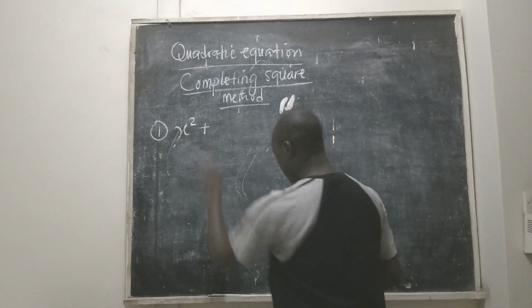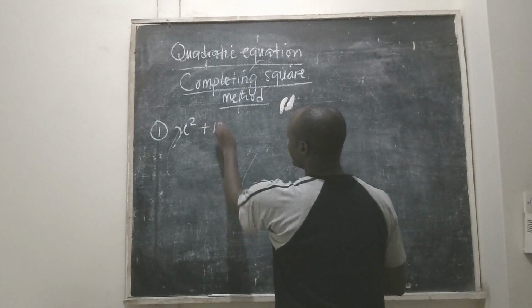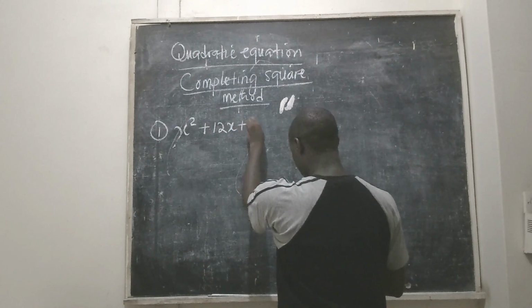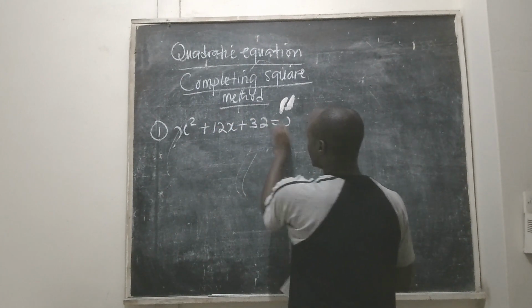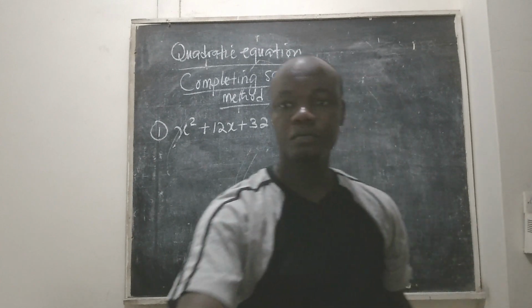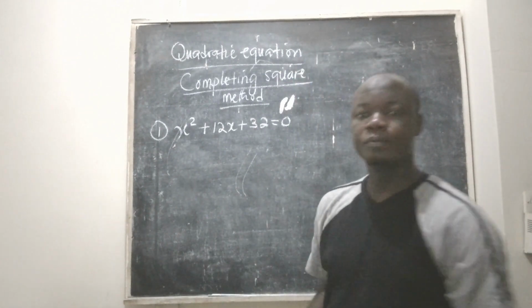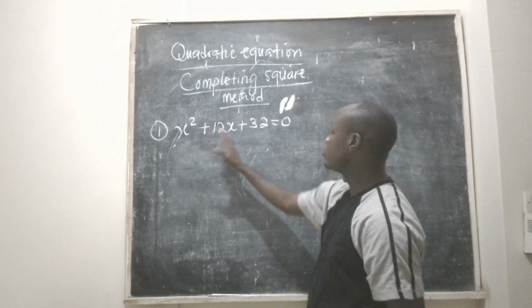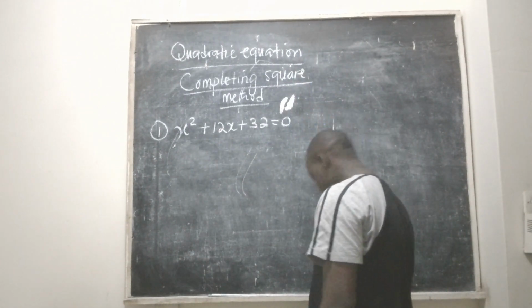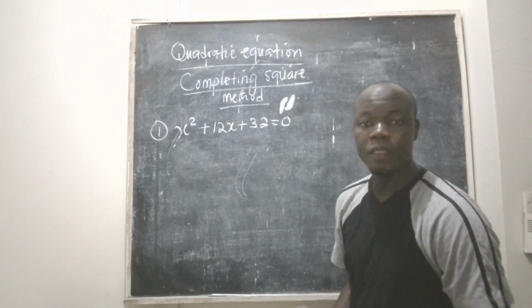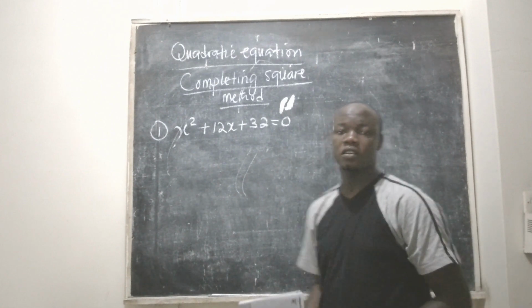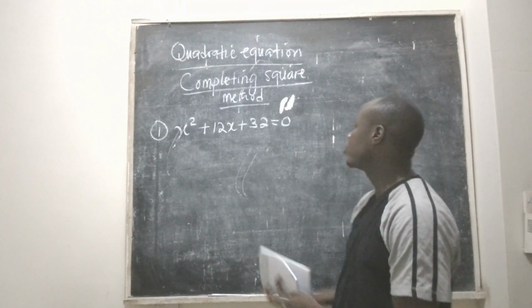x squared plus 12x plus 32 is equal to 0. So what are we going to do here? From the question, we have this.